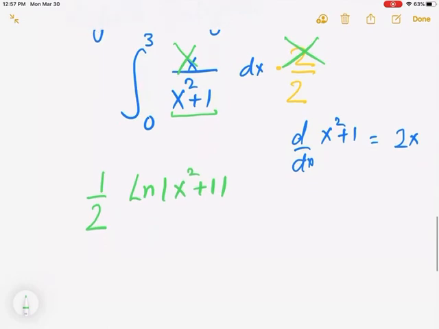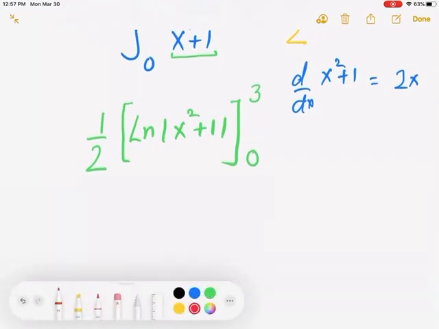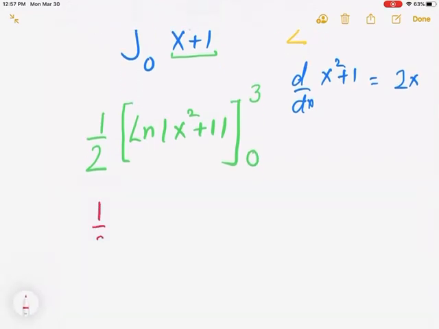Oh, this time I'm not adding c to that because I know I need to evaluate this function for 3 and 0, these two limits. So let's just plug it in. 1/2 would stay the same. First, let's plug 3 into this function. So 3 squared is 9, added to 1, 10. So it's ln 10. Minus, now I would plug in 0 in here. 0 squared is 0, added to 1. It's 1. So it's ln of 1.